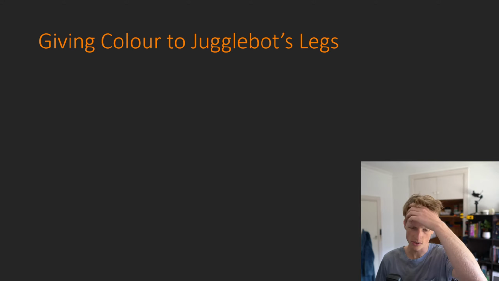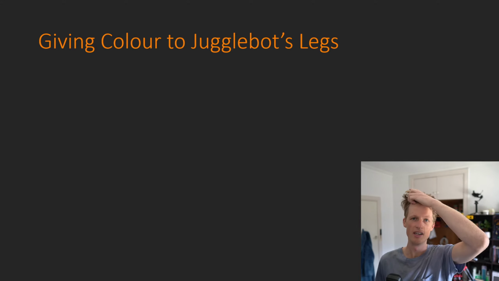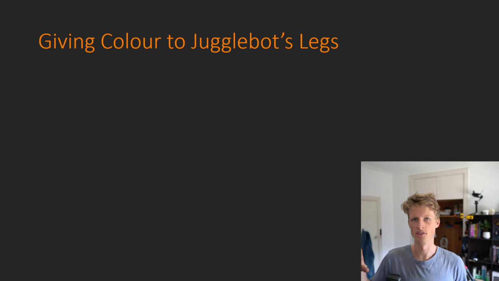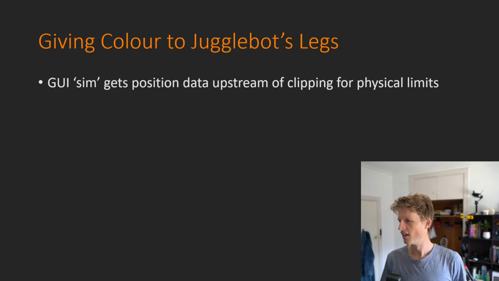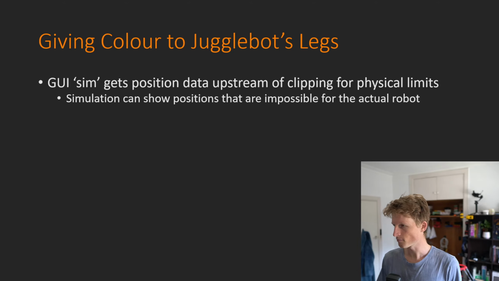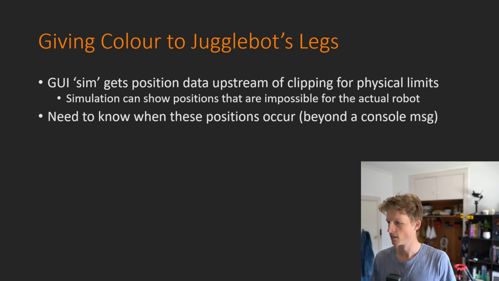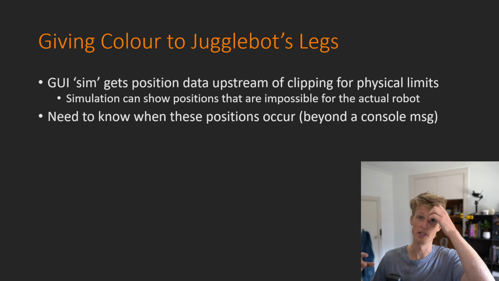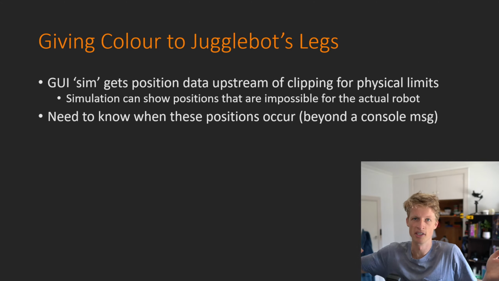And this was not super easy to implement because the information is coming from multiple places in the ROS network. And that made synchronizing this information a little bit tricky, because just to give some background to this, I really need to know when these positions are impossible, because previously the simulation just looked fine.